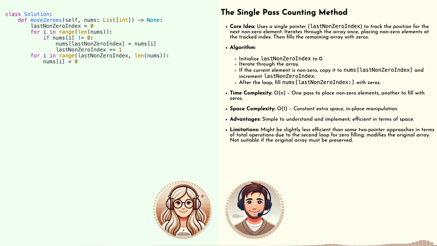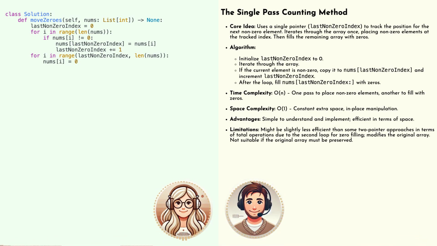Okay, so last non-zero found at. It's like our bookmark. It marks the spot where the next non-zero number should go. Exactly. It's reserving a space for the next non-zero number we find. And then, here's the neat part. We go through the array just once, looking at each element one by one. All right, I'm with you so far. What happens when we see a non-zero number during this pass?